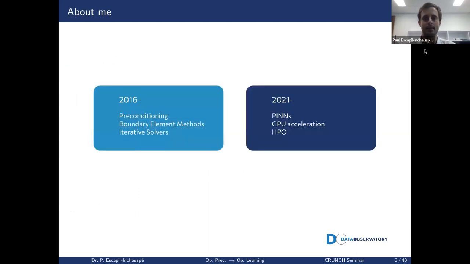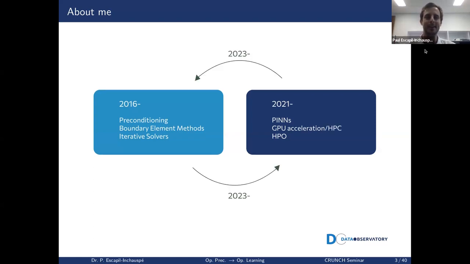About me: first I've been researching the more traditional methods. I've been working on preconditioning, which is the talk of today. I've been working on boundary element methods and iterative solvers for my PhD. And since 2021, I started researching physics informed neural networks. I've been working on GPU acceleration and hyperparameter optimization, and here we arrive in 2023, trying to maybe get back to preconditioning and put things together so we can couple them.